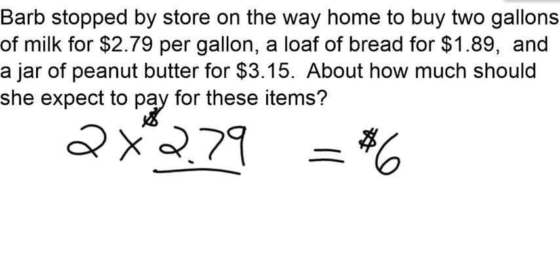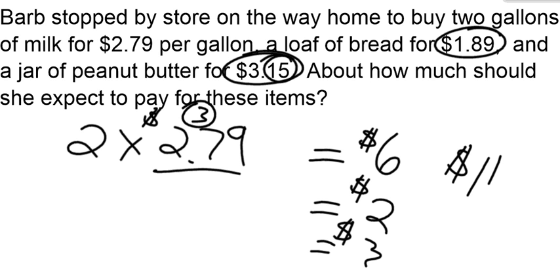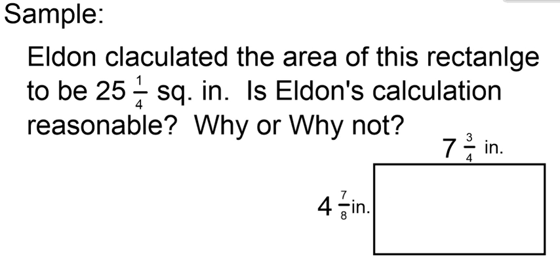So 2 times this rounded to 3 gives us $6. Next, loaf of bread. So we have 1 loaf of bread. That's going to be about $2. Round that up real fast. And then, of course, we look at the peanut butter, $3.15. 15 cents. In this case, we can round down. And we add those together, and it's a safe bet that Barb is going to pay about $11 for this wonderful meal that she's creating for herself. So we see that process also. Now it's your turn.